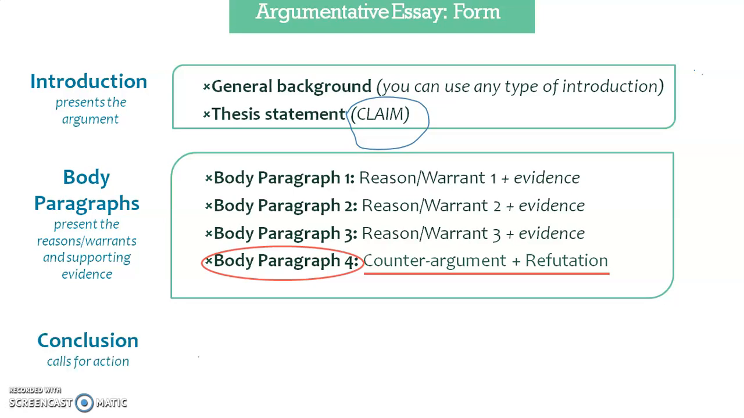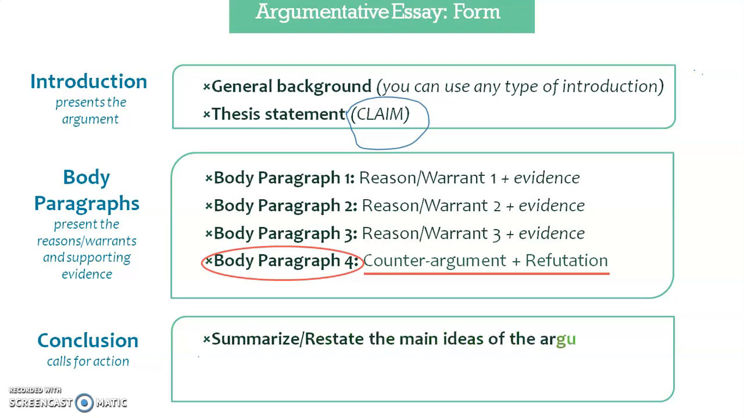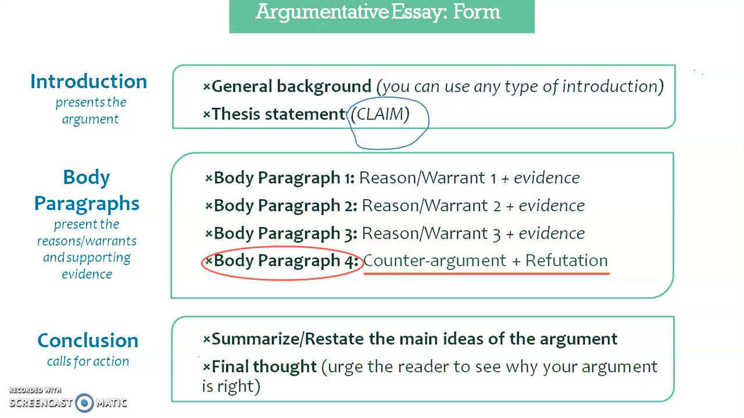Finally, we reach the conclusion. As usual, in the conclusion, you may summarize or restate the main ideas of the argument, and then it is important to present the final thought, which calls for action. It urges, that is, pushes the reader to see why your argument is right, why your argument is logical, and why people should do as you suggest or recommend.